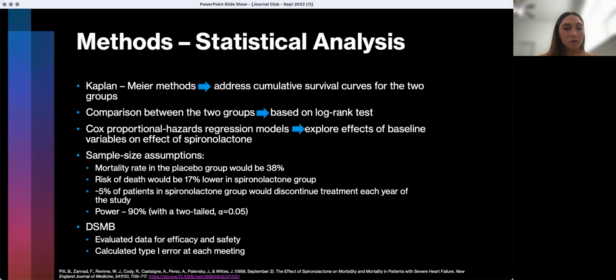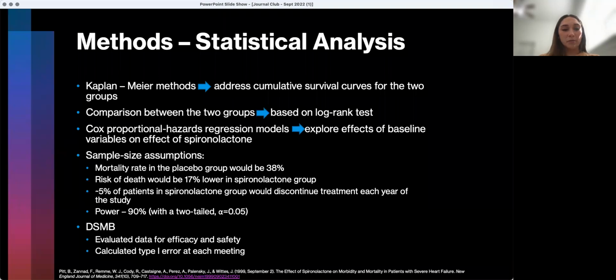Jasmine's going to touch more on this in depth, but I'm just going to mention what was done. The Kaplan-Meier method was used to address cumulative survival curves for the 2 groups, the spironolactone group and the placebo group. For the comparison between the groups, they used a log rank test. They also used a Cox proportional hazards model to explore the effects of baseline variables on the effect of spironolactone. And then there were also some sample size assumptions. They mentioned that the mortality rate in the placebo group would be about 38%. So that was the first assumption.